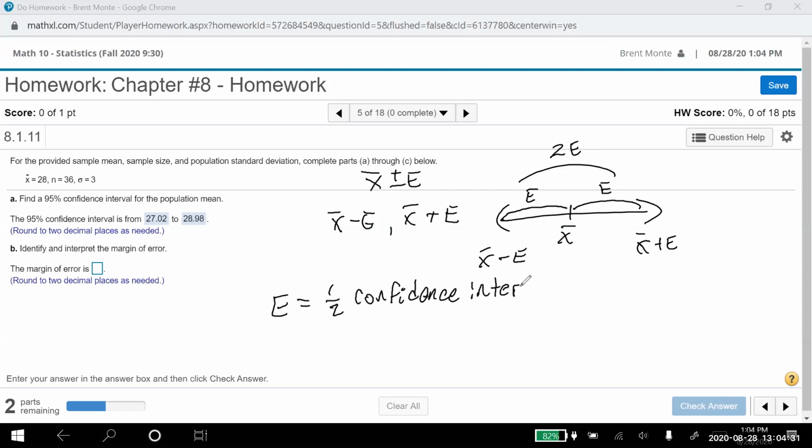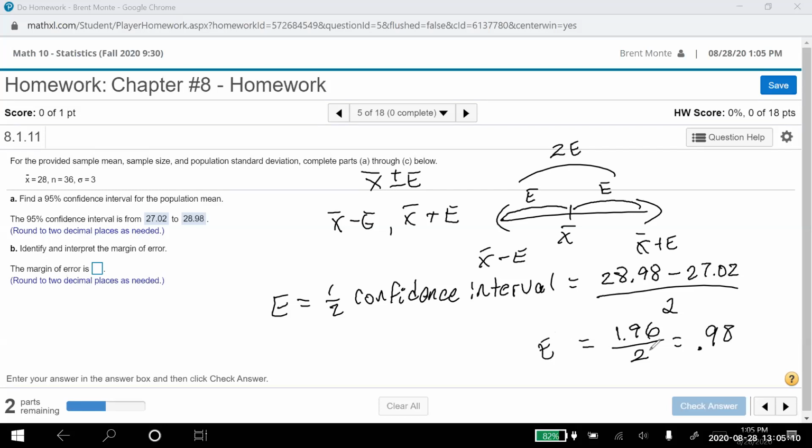That distance. So what I'm going to do is I'm just going to subtract the numbers. So looking back, 28.98, that's the right side, minus the left side, 27.02. That's going to give me the length of the confidence interval. I'm going to divide it by 2. It's going to give me the margin of error. So I pull out my calculator, 28.98 minus 27.02. We could have probably done that in our head, 1.96. That's the length of the confidence interval. I divide it by 2, and I get 0.98. That's my margin of error. That's what I'm going to put in for the margin of error.